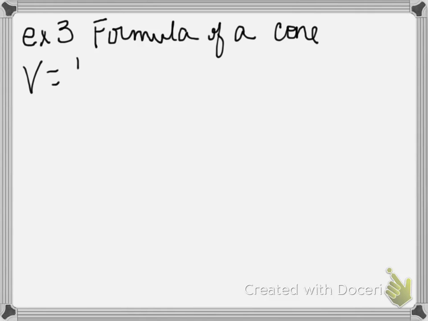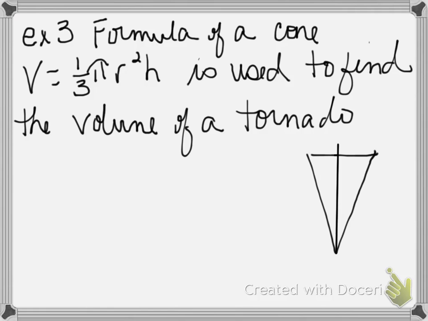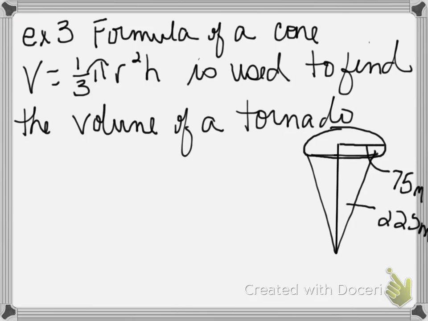Example 3. The formula of a cone is 1/3 pi r squared h. It is used to find the volume of a tornado. Here's a picture of what a tornado will look like. Your radius is 75 meters. Your height is 225 meters. So I'm going to plug into the formula what my radius is, and I'm going to plug in my height.